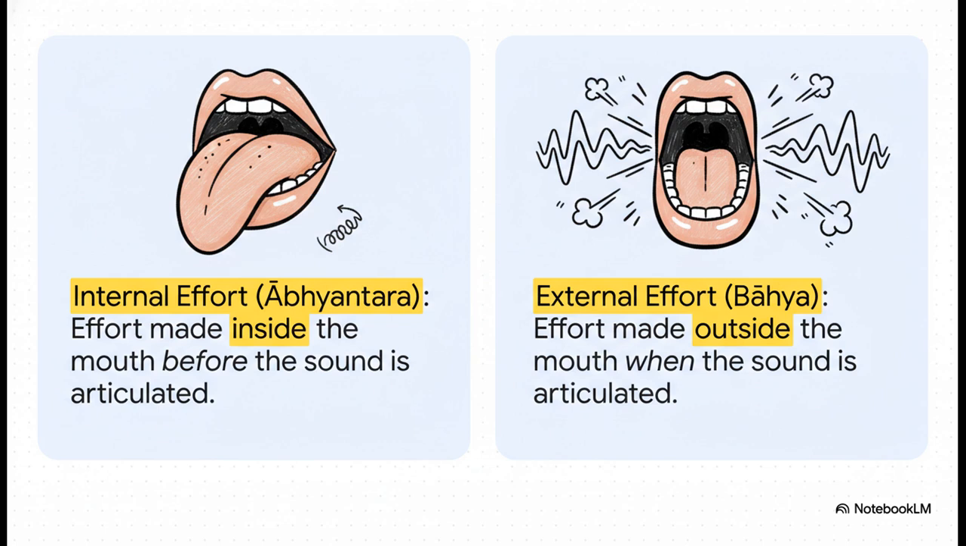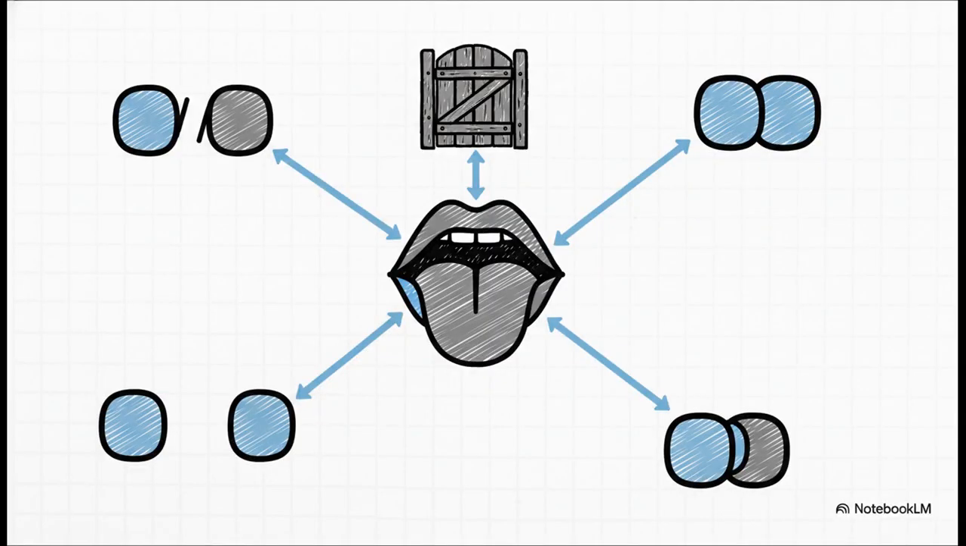Then you have external effort, or bahya. This is what happens as the sound is being made, like the amount of breath you use or whether your vocal cords are vibrating. So you have the setup, and then you have the execution. And trust me, they get super specific with this stuff. The internal effort classification can tell the difference between the full, hard contact your tongue makes for a T sound and the super gentle, slight contact it makes for a yes sound. It's that kind of incredible detail that makes the whole system so unbelievably precise.